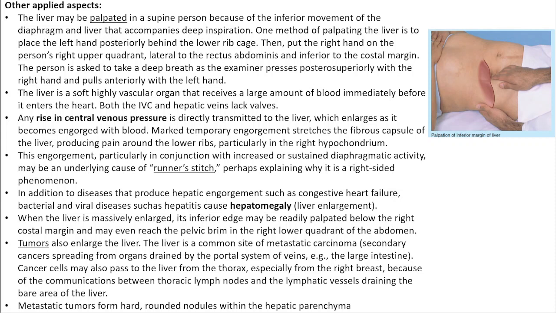Liver is a very common site of metastatic carcinoma, that is secondary cancer spreading from organs drained by the portal system of veins like small intestine, large intestine. Cancer cells may also pass to liver from the thorax, especially from the right breast, because of the communications between thoracic lymph nodes and the lymphatic vessels draining the bare area of liver. The phrenic and the hepatic lymphatics, which you had done, from the infero-medial quadrant of the breast, they drain via the diaphragm to the lymphatics covering the bare area of liver. So the breast carcinoma may also metastasize to liver via these communications between their lymphatics. And metastatic tumors form hard rounded nodules within hepatic parenchyma.